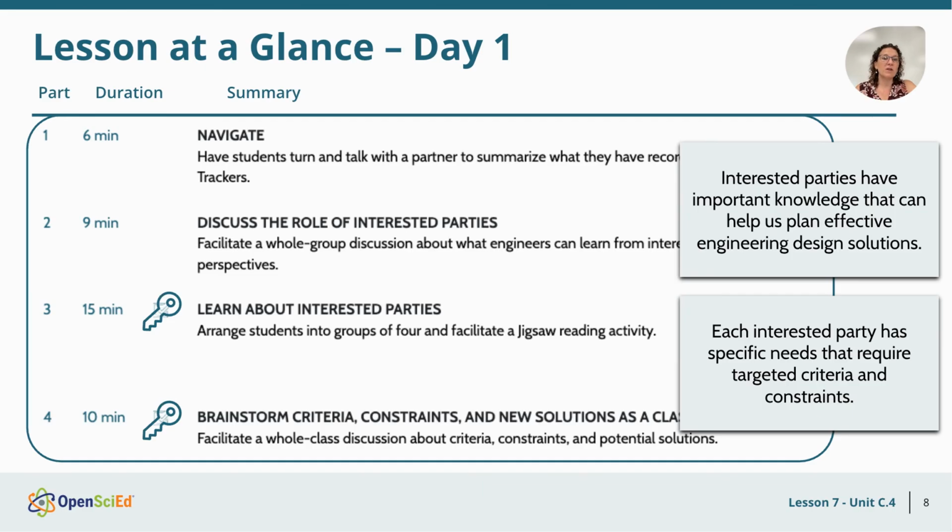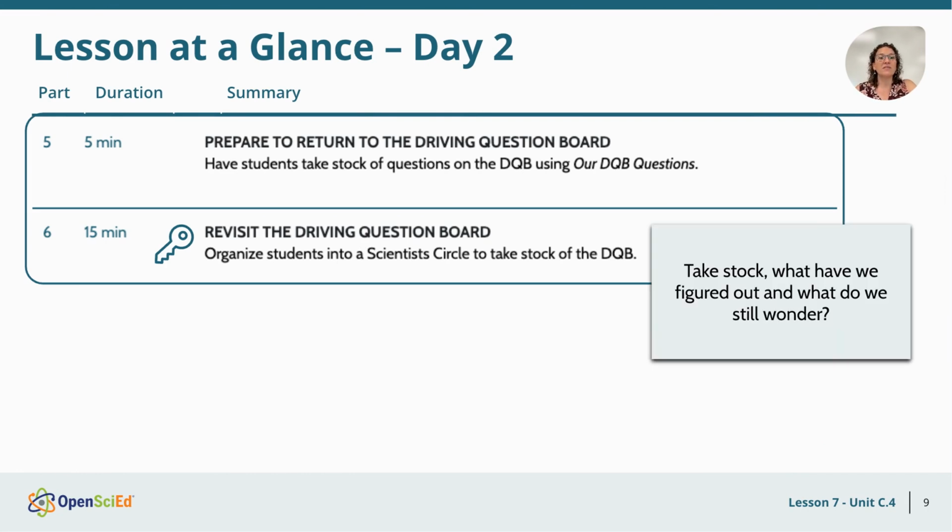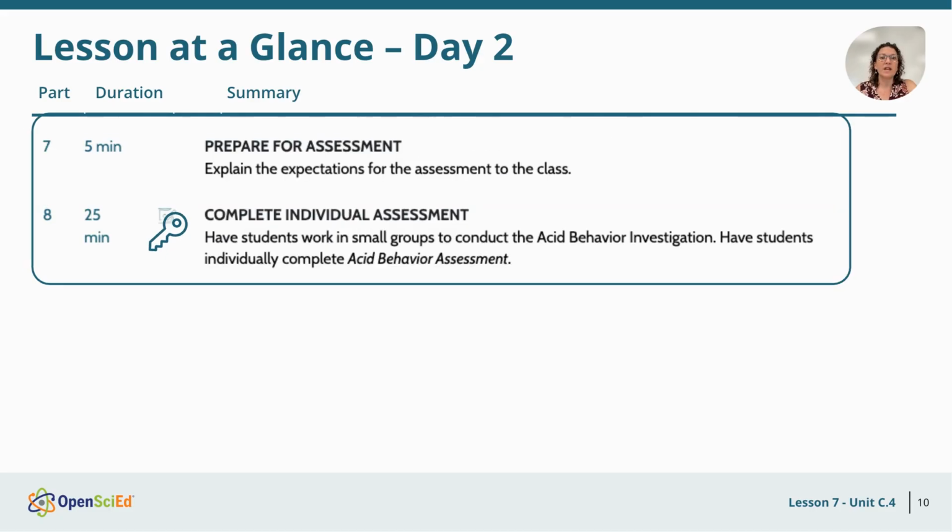We figured out so many ways to restore the oysters to help food access issues with the Swinomish tribal community. We decided to take stock of what we figured out. So in the second loop, we revisit the driving question board to take stock of what we figured out so far in this unit, and what do we still wonder? In the third loop, we prepare for the assessment to show what we have figured out in this unit. Then we complete the midpoint assessment individually and kind of as a group for the lab portion.